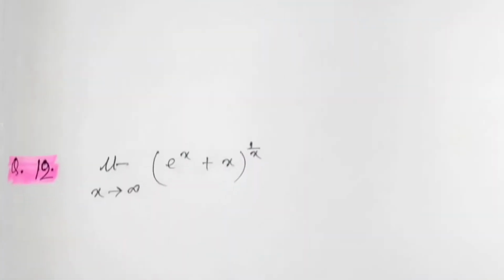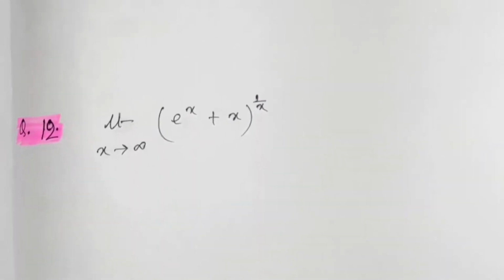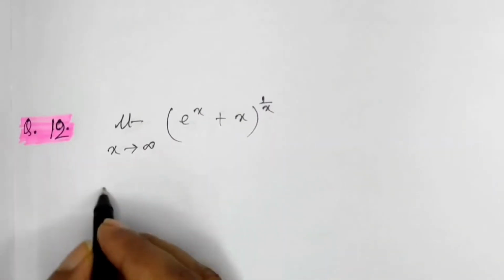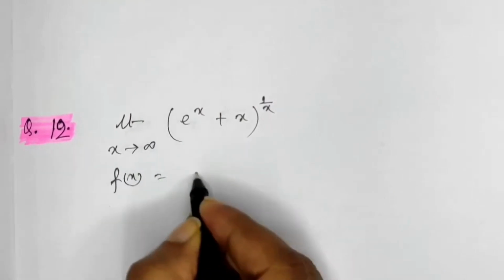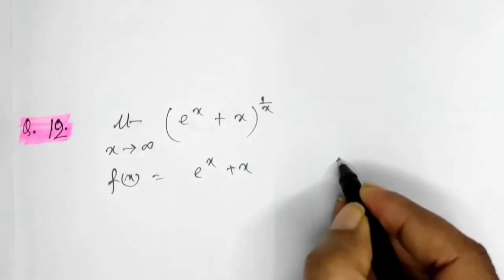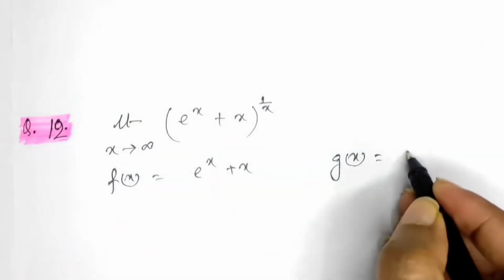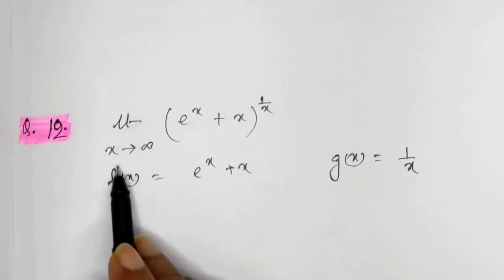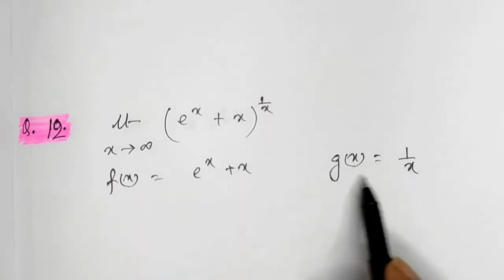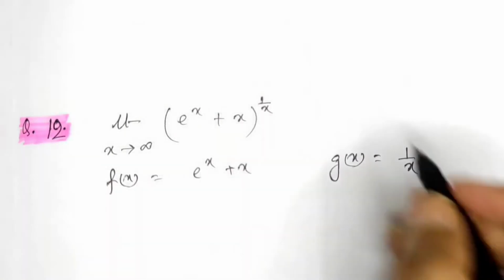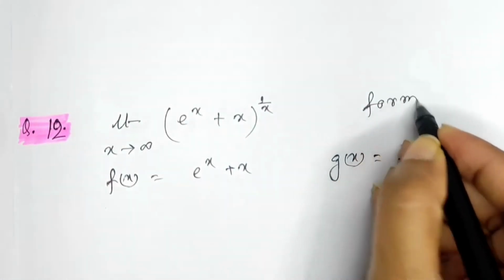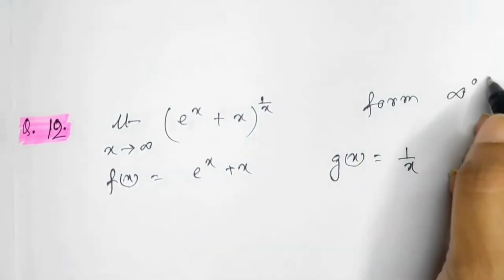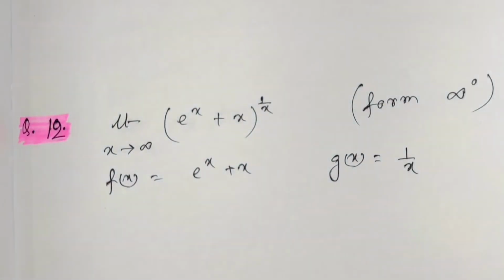Similarly, one more example if we consider, then here we find that f(x) is equal to e to the power x plus x, and g(x) is equal to 1 upon x. This value is infinity when x tends to infinity, and g(x) is definitely 0. So it is in the form of infinity to the power 0. If this form is there, then also we will do the same thing.